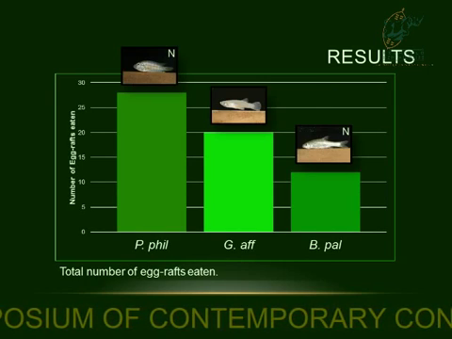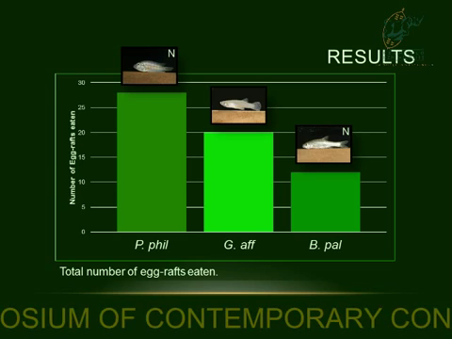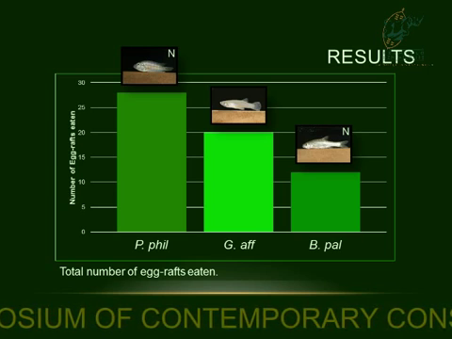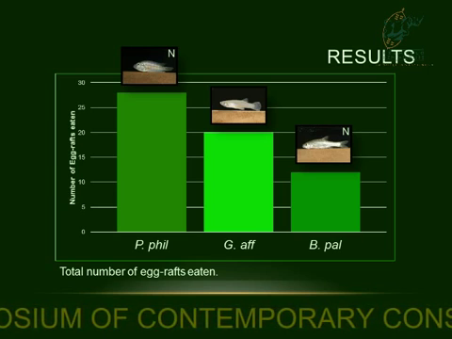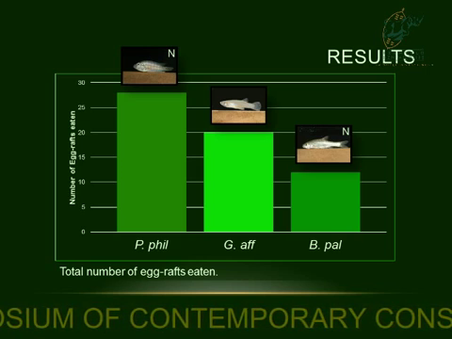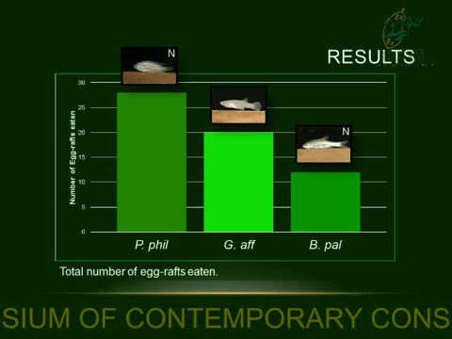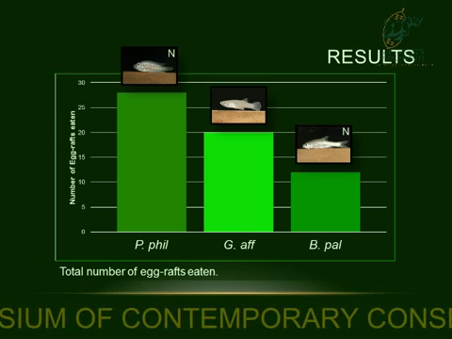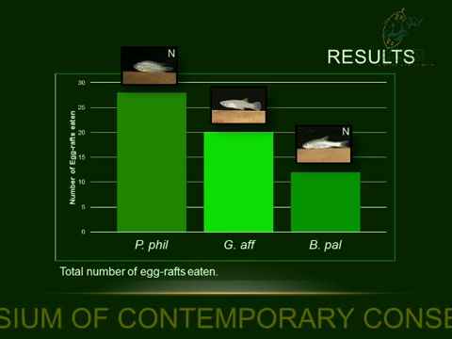The total egg rafts eaten per species over a 24-hour period. Now remember, this is the sum of egg rafts eaten for 10 fish. Each fish was provided with 3 egg rafts in their own experimental container. Thus, no interpredation could have occurred for one fish eating the items of another.